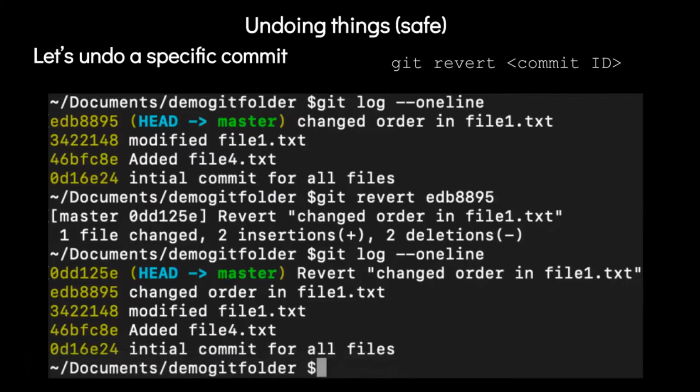So the first way we're going to look at undoing things and moving to the past is git revert. Git revert will undo all of the changes that were made in a specific commit. So if we say git revert the very first commit here, EDB8895, it will undo all of those changes and will put us one step back. So we'll be at the same state we are at 4322148. But what it actually does is not erase that changed state we had at EDB8895, but makes a whole new commit of us reverting.